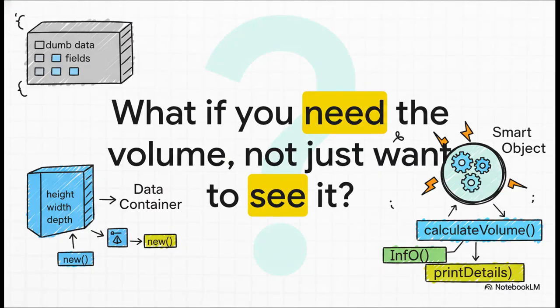Yeah, this is the key question. What if you need that number to calculate something else, like shipping costs, or to figure out if the box will fit in a truck? Just printing the value is a total dead end. We need the method to give the value back to whatever part of the program asked for it.